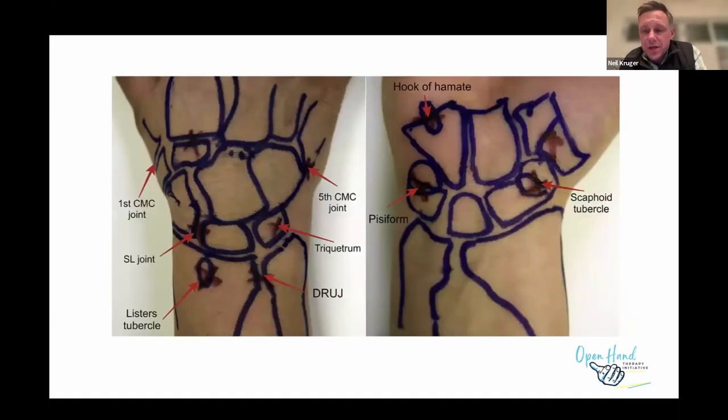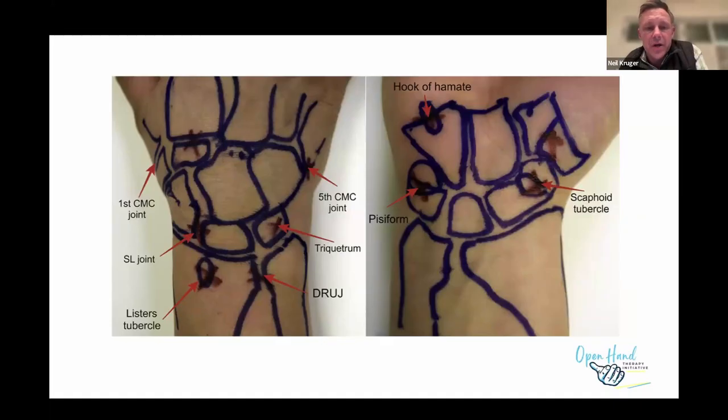Again, I just want to do a short note here on the surface anatomy. On the picture on the left-hand side is a nice picture that looks at the surface anatomy from the dorsal side. The thumb is on the left-hand side of the image as you're looking at it. The SL joint refers to the base of the scaphoid, where the scaphoid joins the lunate, and there's a very important ligament called the scapholunate ligament that I'll tell you a little bit about in a bit.